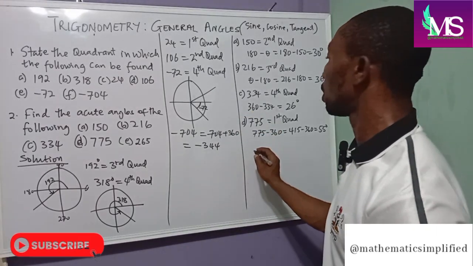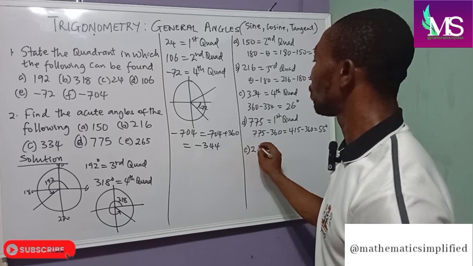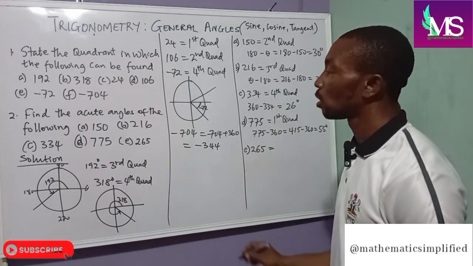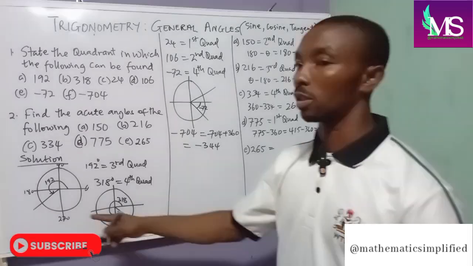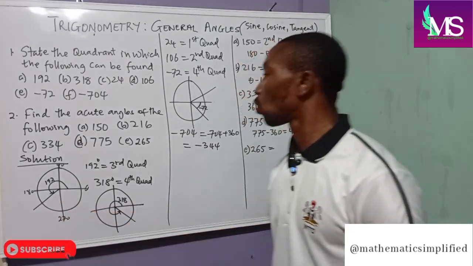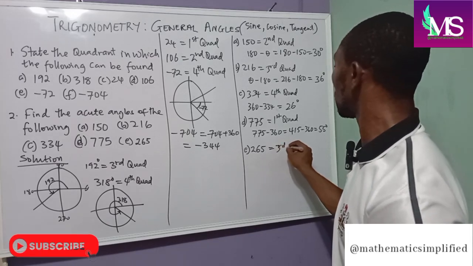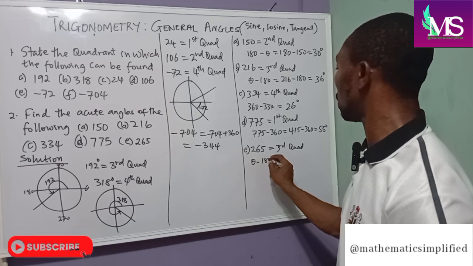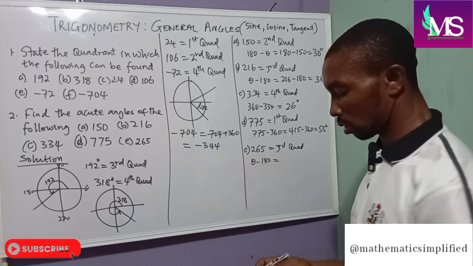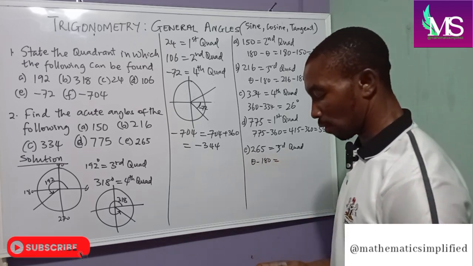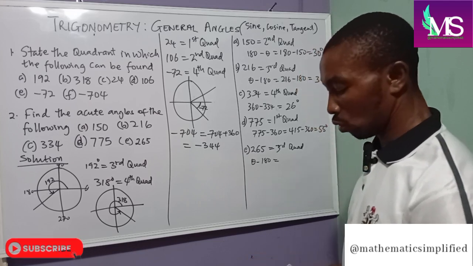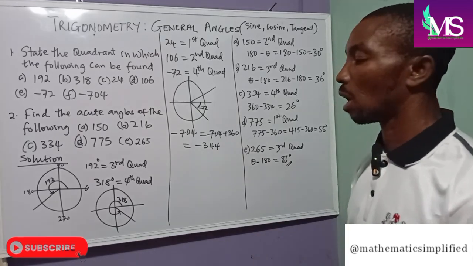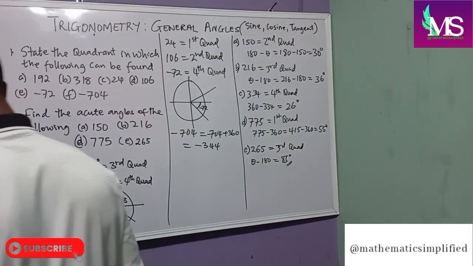Next, looking at our E, which is 265. Now, 265 is in which quadrant? 265 is less than 270, so it will be in the third quadrant, which is going to become theta minus 180, giving us 265 minus 180, which is going to give us 85 degrees as our acute angle.